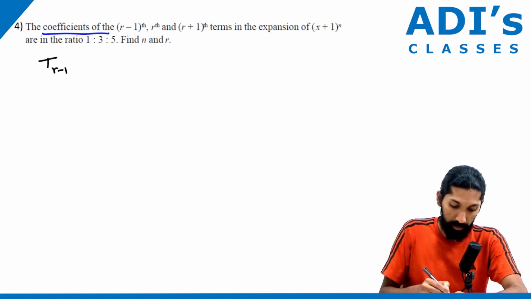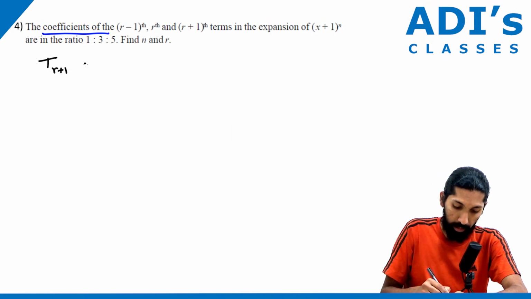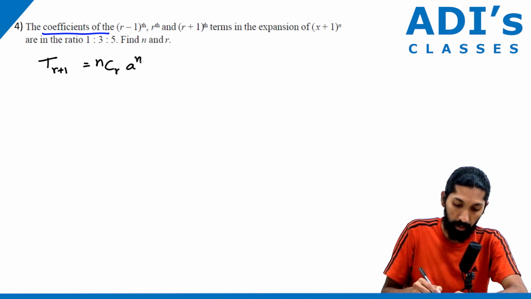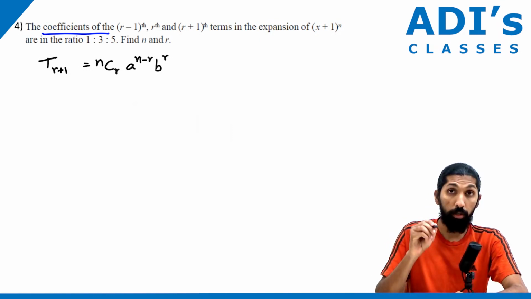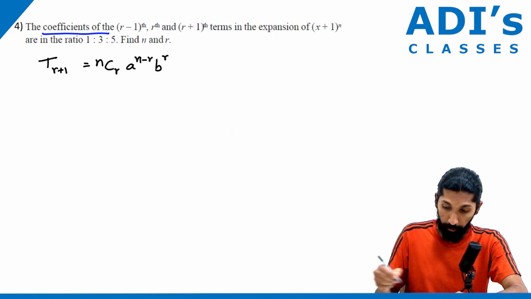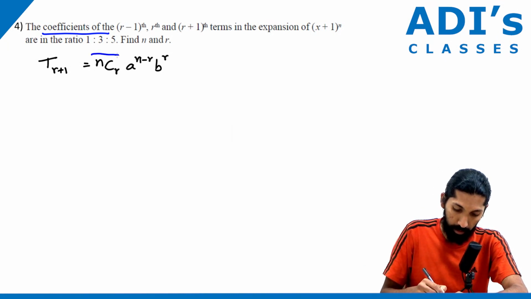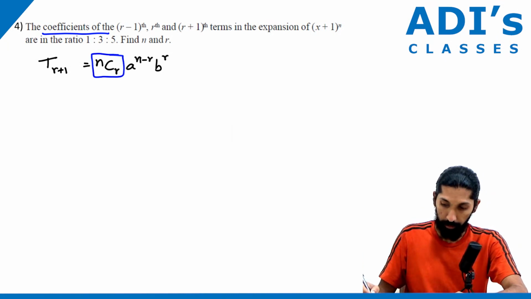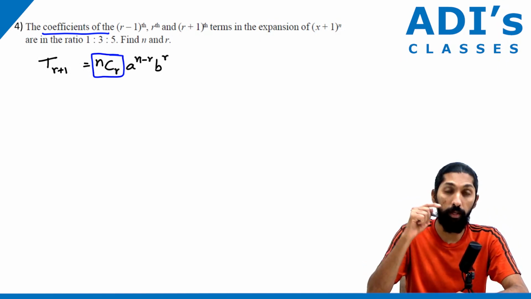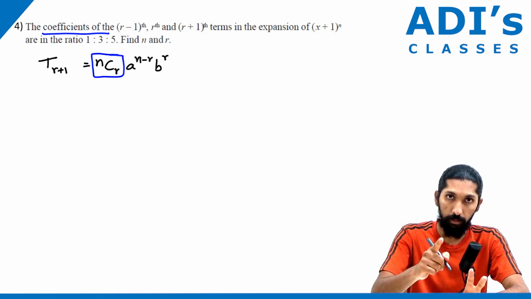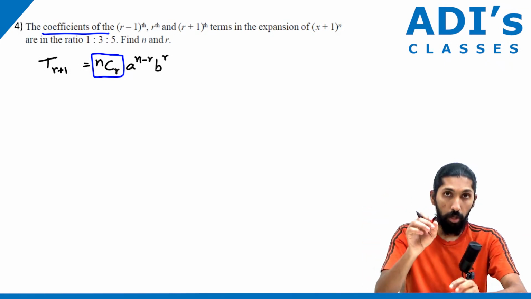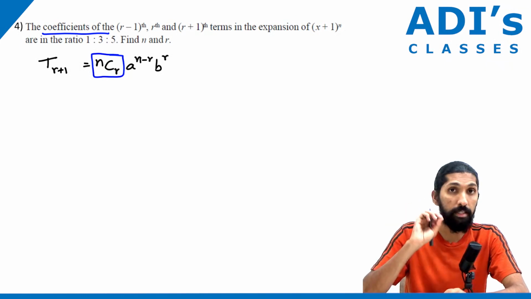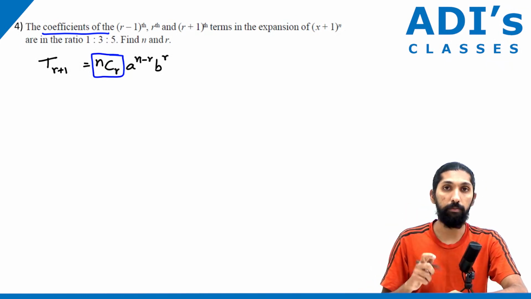Before we do that, what is T(r+1)? It is nCr a to the power of (n minus r) into b to the power of r. Correct? Now, what is the coefficient here? The coefficient is going to be just nCr, because the rest of it, where one is, you are going to have 1 to the power of something, which is 1 itself. The next one is x to the power of something. Leave that, that's a variable. So the coefficient is going to be just nCr. This is for T(r+1).